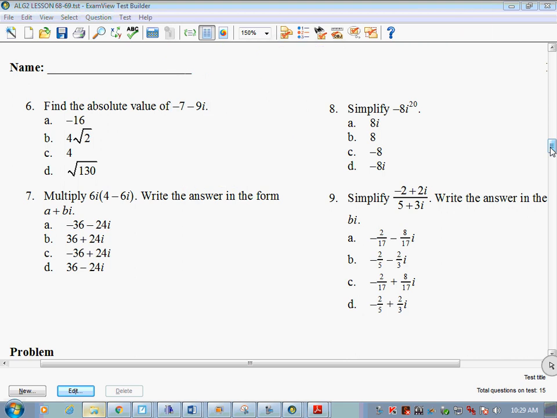Okay? 7. This is 6i times 4 minus 6i. So this is just a simple distribution. So 6i times 4 is going to be 24i. We agree with that? All right, but 6i times negative 6i is negative 36 i squared. But what is i squared? Negative 1, right? So that's negative 36 times negative 1. What's negative 36 times negative 1? Positive 36. And because we want this in a plus bi form, we're going to put 36 plus 24i.